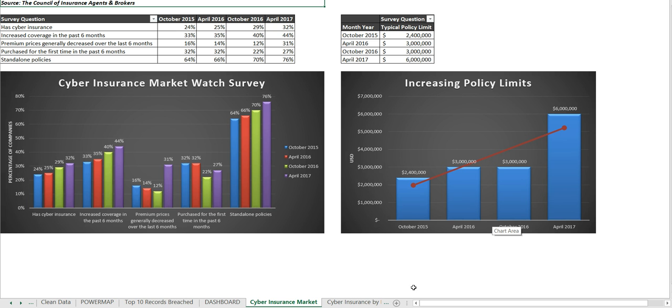It's also interesting to see that despite the demand for insurance, premium prices have actually decreased for some of the companies that were counted in this survey. Most recently, in April 2017, 31% of the companies said that they have actually experienced a decrease in their premium prices. The cost of cyber insurance is actually decreasing. This means that it's a good time for organizations to buy more cyber insurance.